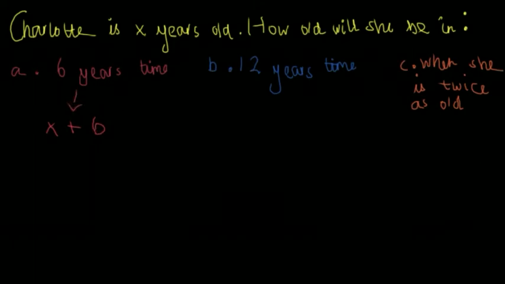So that's that. For part B, we are looking 12 years ahead. So we do the same thing, but with a different number, x plus 12. Now, for part C, we are looking at when she is twice as old. So we need to times the current age by 2. But we don't know what the current age is. But we know we have to label it as x. So we do x times 2.